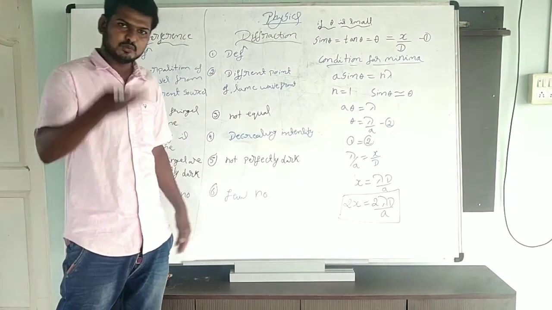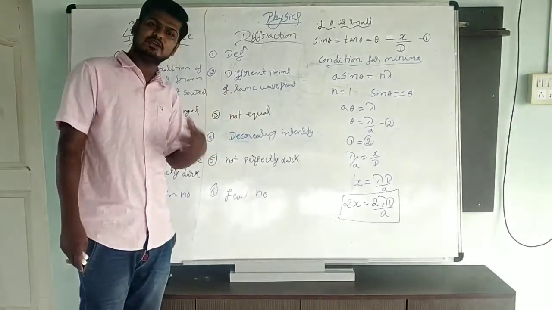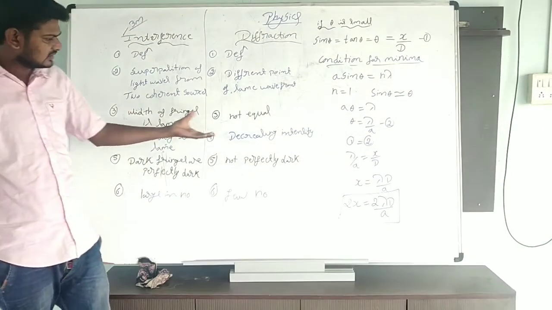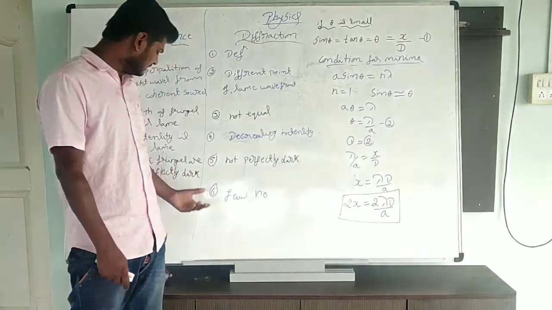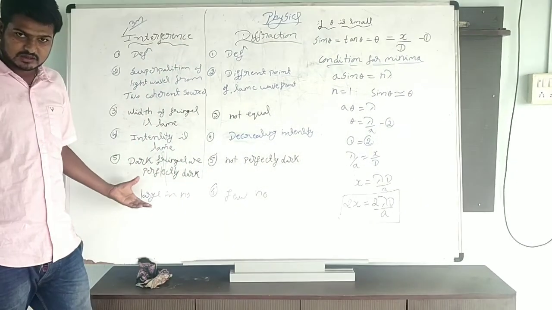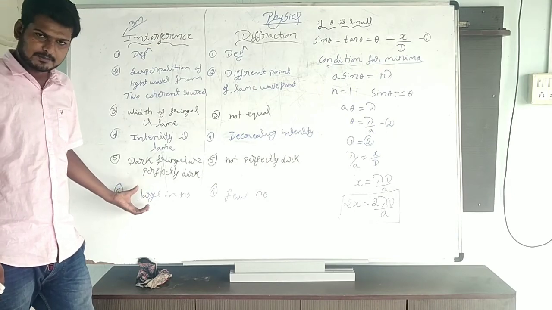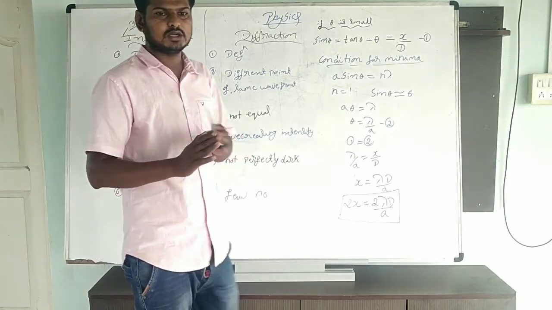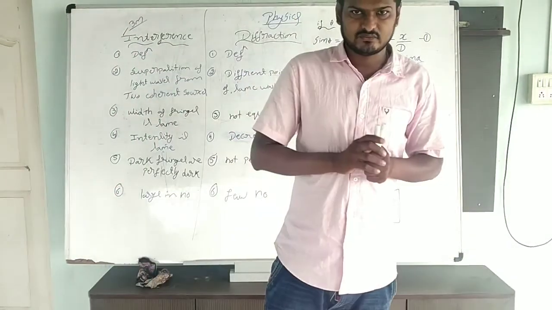In diffraction, when you move above or below, the intensity of the fringes will decrease. Next, the dark fringes are perfectly dark. Here the dark fringes are not perfectly dark. The fringe pattern has a large number of fringes here, fringes will be more, here fringes will be less. This is the difference between interference and diffraction. Clear?